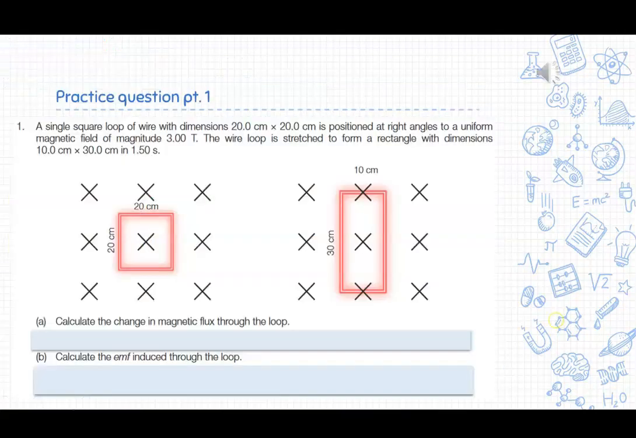All right, so a practice question for you using this concept. We've got a square loop of wire. They give you the dimensions. You know the strength of the magnetic field. Calculate the change in magnetic flux through the loop, and also calculate the EMF induced within the loop.